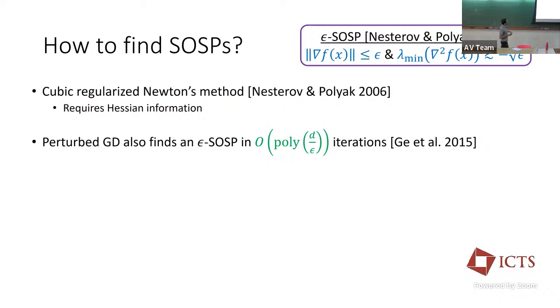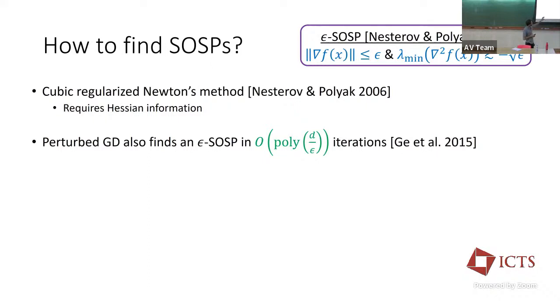So this naturally motivates the question of how to find second order stationary points, and more quantitatively, second order stationary points can be defined in this way. The first one, the norm of gradient less than or equal to epsilon, is just the first order stationarity condition. The second one, we want that the Hessian is positive semi-definite. In this case, because we are looking at approximate, we want it to be almost positive semi-definite. So we would require that the minimum eigenvalue of the Hessian is at least minus square root of epsilon.